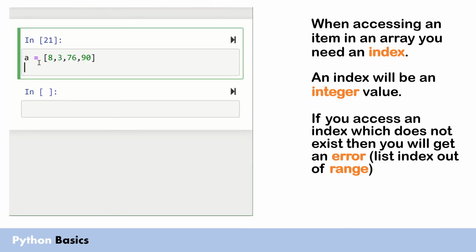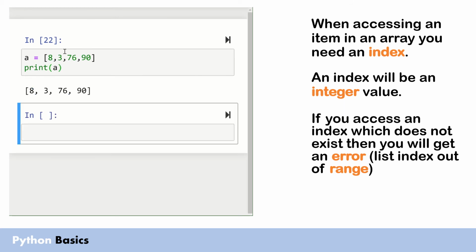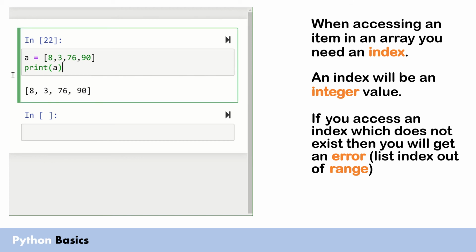So here's an array with 4 values inside it. I'm aware this is technically a list, but we're going to pretend it's an array nevertheless. If I go print A, it's going to print out all the values. Now if I just want one of those values, I need to do things slightly differently.